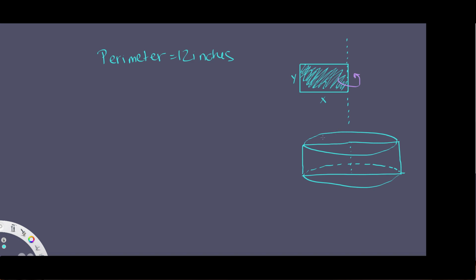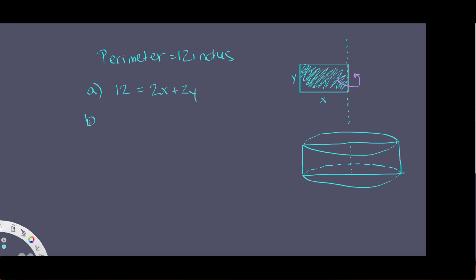Okay, so an equation for the perimeter, well, we know that the perimeter of the rectangle is 12 inches. And we also know that the rectangle is x by y. So this one's pretty easy. 2x plus 2y is going to give us our perimeter. It doesn't say anything in terms of x or anything like that, so we're going to just leave it as 2x plus 2y for right now. And then it says write a formula for the volume of the cylinder in terms of x.